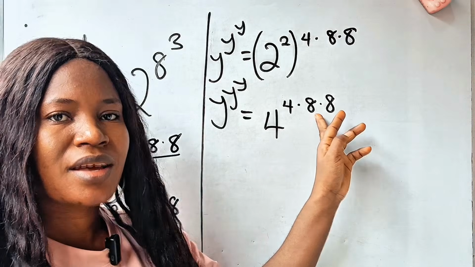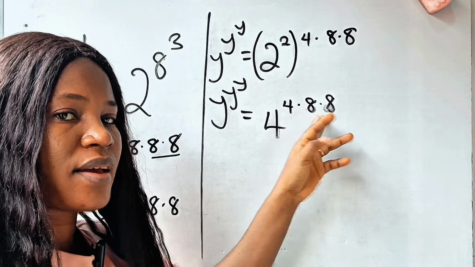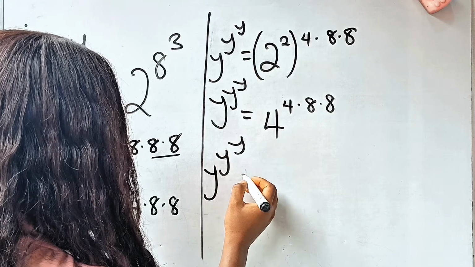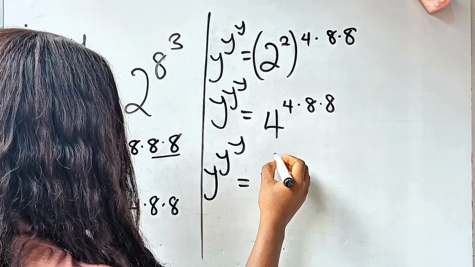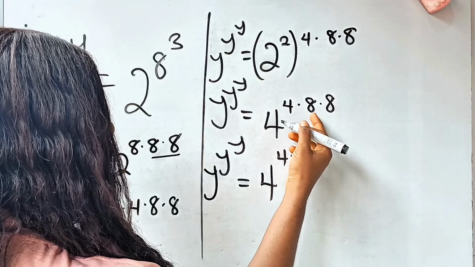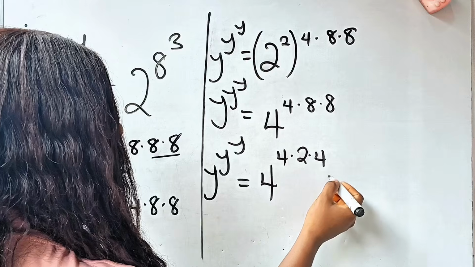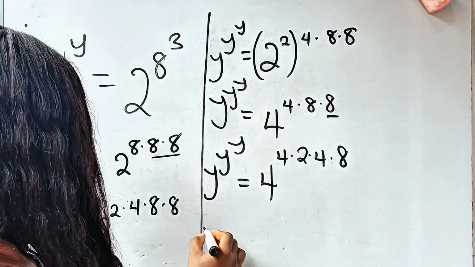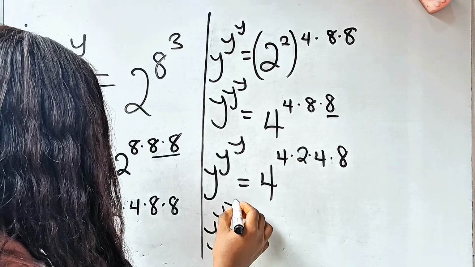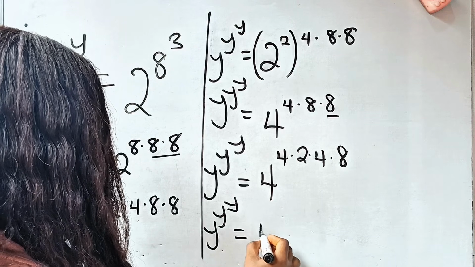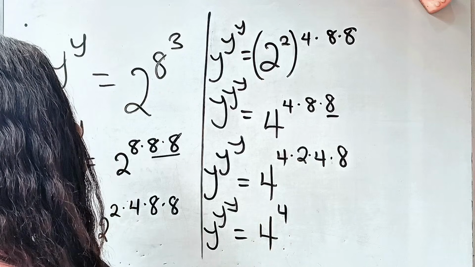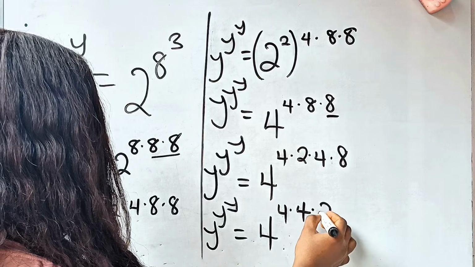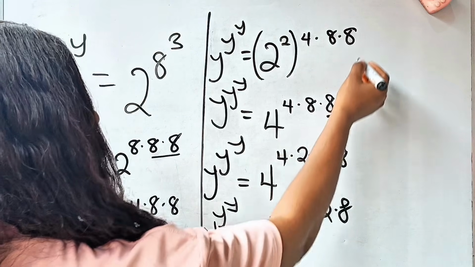Now we are going to express 8 as 2 multiplied by 4 again. So we have y to the power of y to the power of y is equal to 4 to the power of 4 multiplied by 8, which is 2 multiplied by 4, multiplied by this 8 now. So we have 4 to the power of 4 multiplied by, let's bring this 4 here, multiplied by 2, then multiplied by this 8.